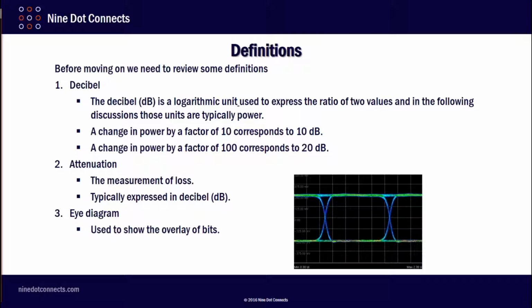The concept of attenuation is a measurement of a loss. It typically is measured in decibels also. We're also going to talk later on about an eye diagram. So when we get to that point later on, this is an idea of an eye diagram where a test signal is run through a circuit, and so we see alternating zeros and ones, and we see how open this area is in the middle.